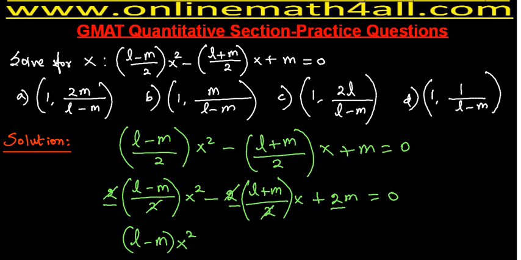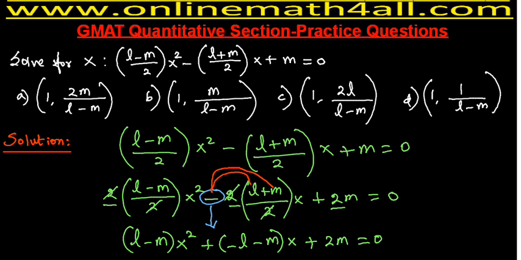times x square. One more change I am going to make in this step is to make this negative sign positive, and take the negative sign inside. That is, I have to distribute the negative sign to both L and m. When I do so, instead of the parenthesis I have negative L negative m times x positive 2m is equal to 0.